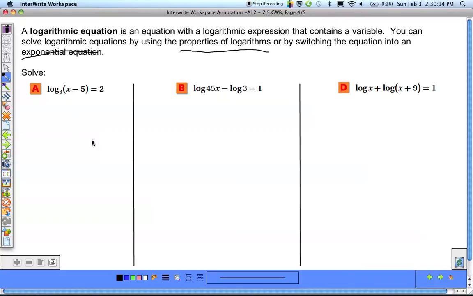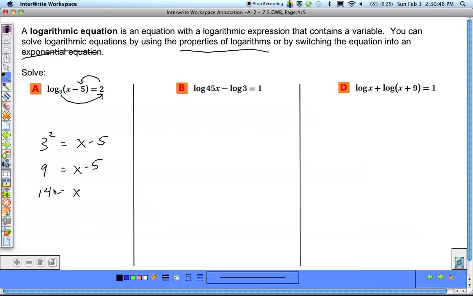So this first one, we see log base 3 of x minus 5 equals 2. Right now it's just a single logarithm. We think about those properties that we have for logs, and there's nothing that we can really do to simplify this down. So since there's nothing to simplify, we can change this into an exponential. So 3 raised to the second power is going to equal x minus 5. What's 3 to the second power? That's 9. Equals x minus 5, add 5 to both sides, and we get 14.